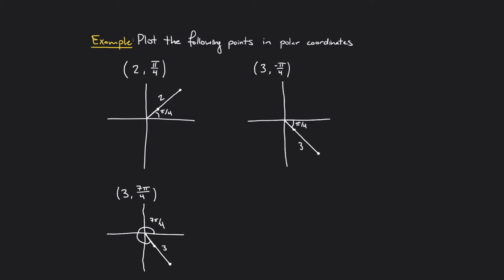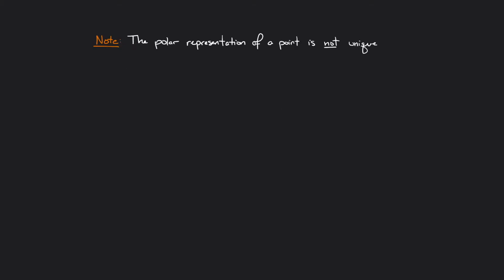Notice that we landed at exactly the same point as in the last example. Therefore, we see that a point may have multiple representations in polar coordinates. In other words, the polar representation is not unique. We just saw one example demonstrating this, but it's not too hard to generalize this example. In particular, the point (r, theta) is always going to be the same as the point (r, theta plus 2 pi).